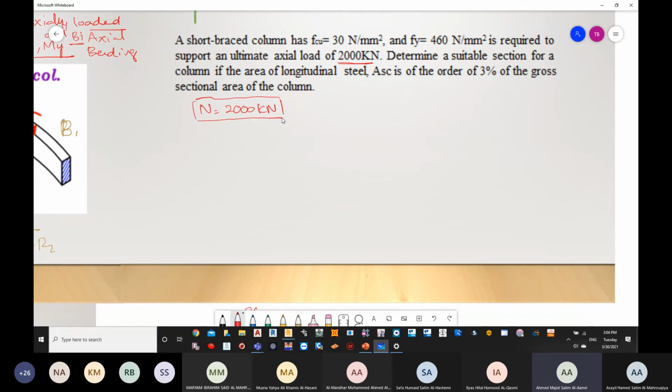That's its ultimate. And the question says to find a suitable section for the column if the area of longitudinal steel, ASC, area of steel in compression, is of the order of 3%, meaning it's equal to 3% of the gross sectional area of the column. So now what I have found first is that this is the case of only N. There is no moment of X, there is no moment of Y, because it has not been given in the question.